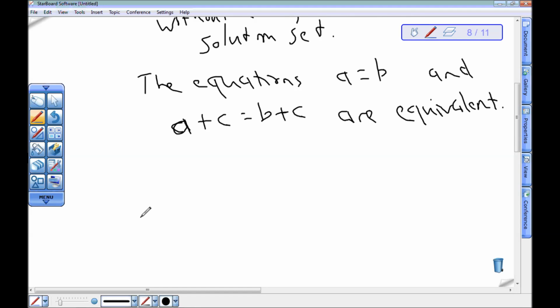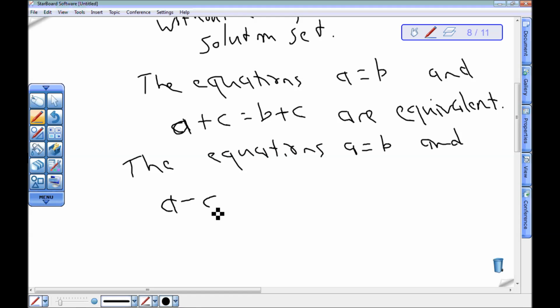Also, since real numbers are all the guys that we care about to a large extent here, the equations A equals B and A minus C equals B minus C are equivalent as well. And why can I do that? Well, instead of C, I could add negative C, and adding negative C is the same as subtracting C. So here is the addition property of equality. If I've got an equation, I can add the same thing to both sides and keep the same solution set.